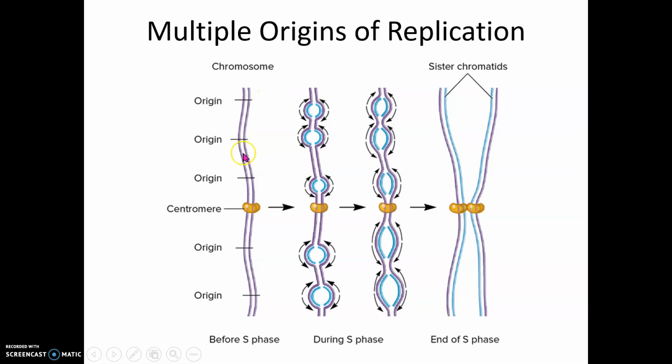So we have our linear chromosome, and as compared to bacteria where you have one origin and then you go out, we have multiple origins on the same chromosome and then multiple chromosomes replicating at the same time. Okay, so the first way to speed up this process: multiple origins on a chromosome, and more than one chromosome replicating at the same time.